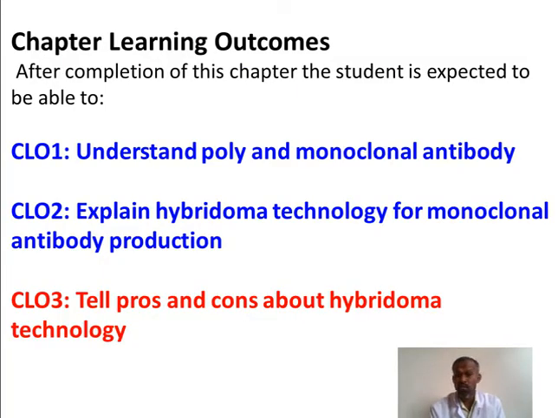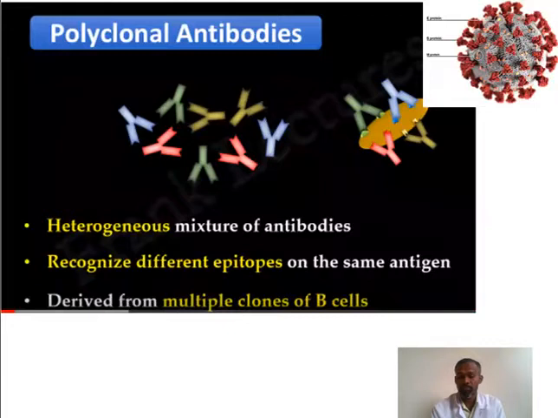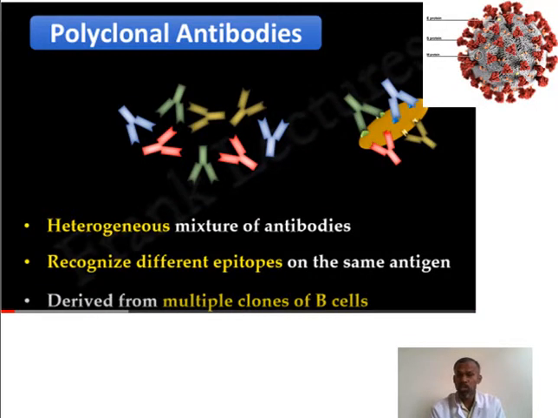After this video, you can understand polyclonal and monoclonal antibodies, and you can explain hybridoma technology for monoclonal antibody production, especially for the coronavirus, and you can tell the advantages and disadvantages of hybridoma technology. First, you need to know what a polyclonal antibody is.